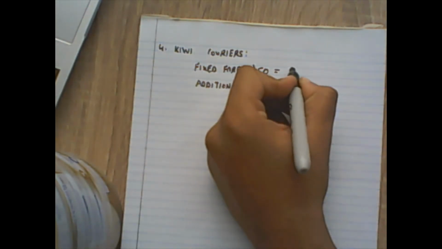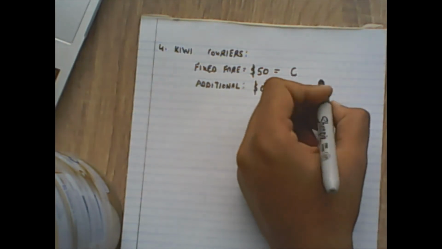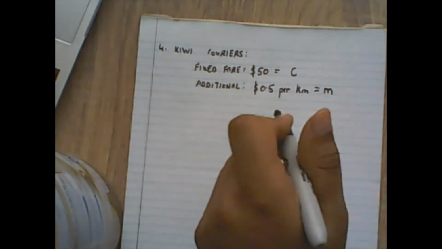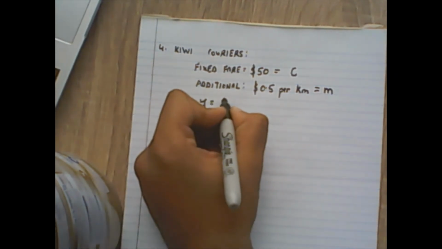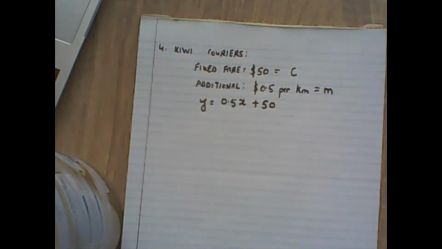Alright, so we have one last option, and this one's called Kiwi Couriers. He also has a very similar model to number 2, where he has a fixed fare of $50 and an additional charge of $0.5 per kilometer. So same as what we did in number 2. Whatever you have as a fixed fare is nothing but your y-intercept, and whatever is talking about additional charges is nothing but your slope. So your equation for this one is going to be y equals 0.5x plus 50.